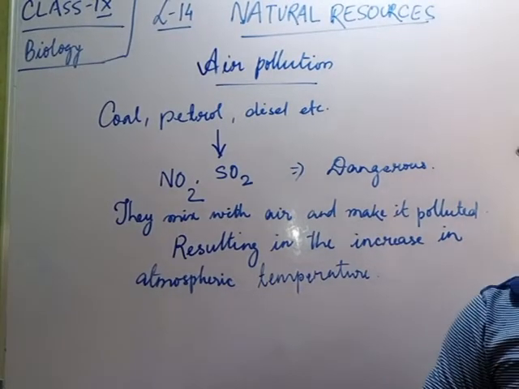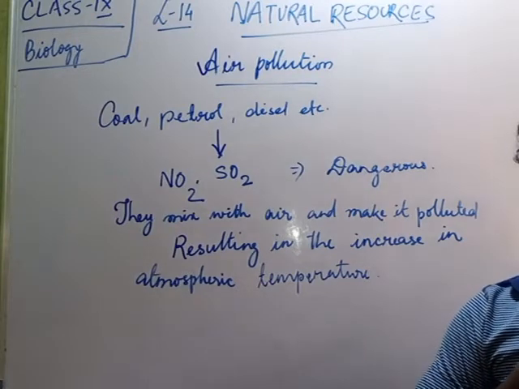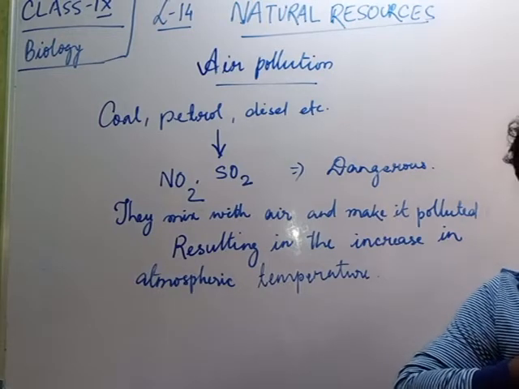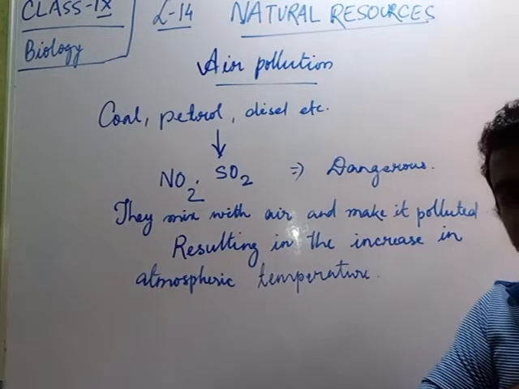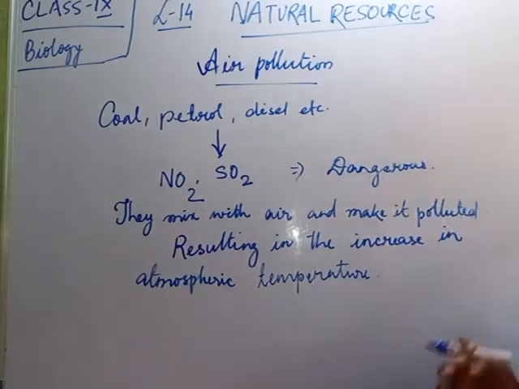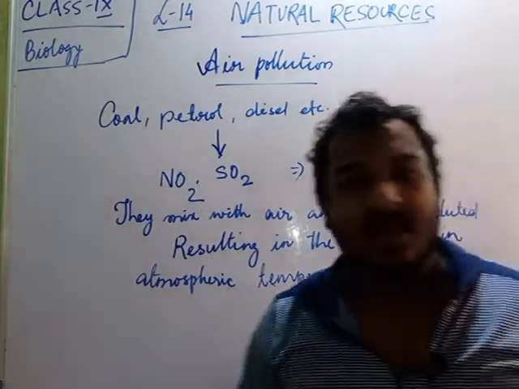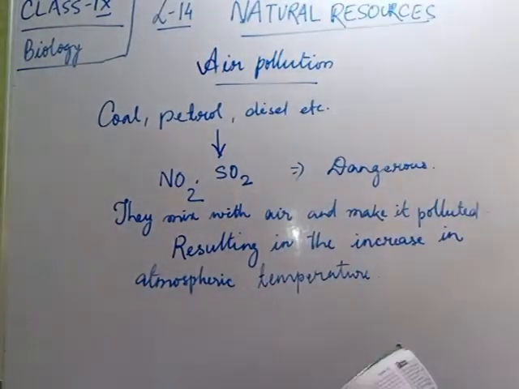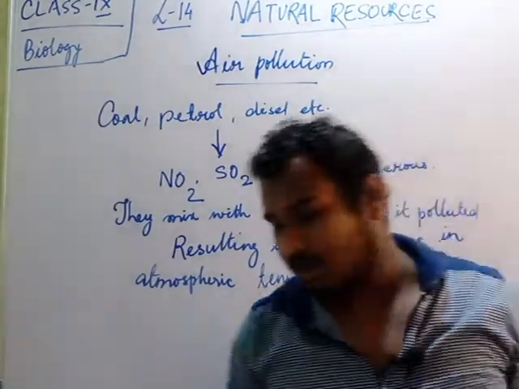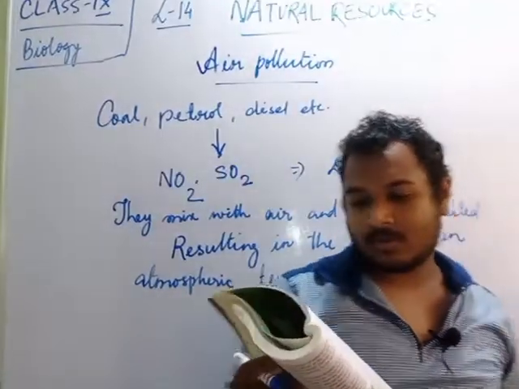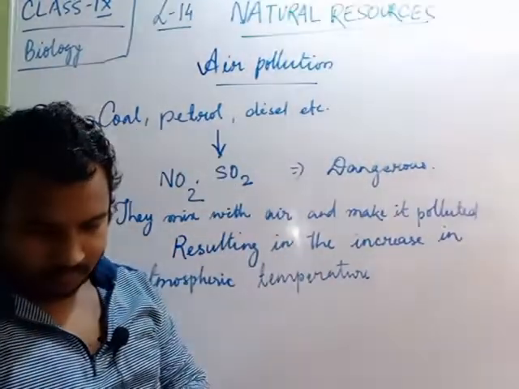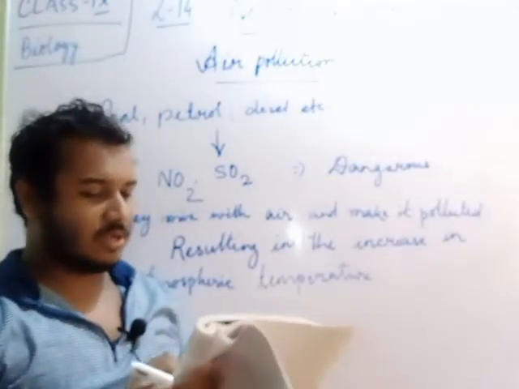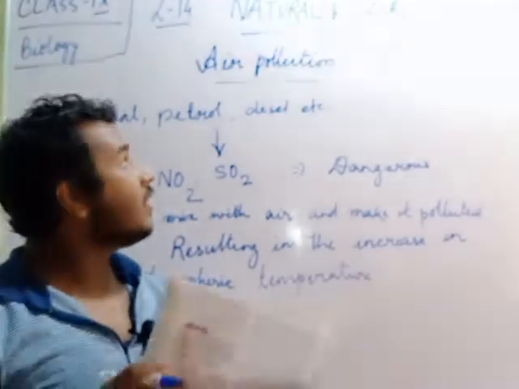If more air pollution is there, then the temperature will increase, which will result in an increase in the temperature of the earth. As a result, it will be a fatal situation, meaning death of human beings, of animals, and of different organisms. So it is a very, very difficult situation for all of us. So this is all about air and air pollution.